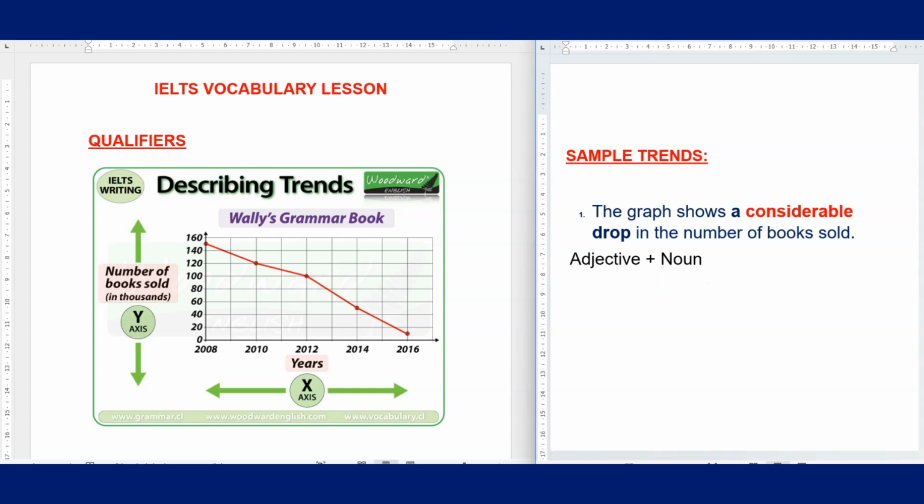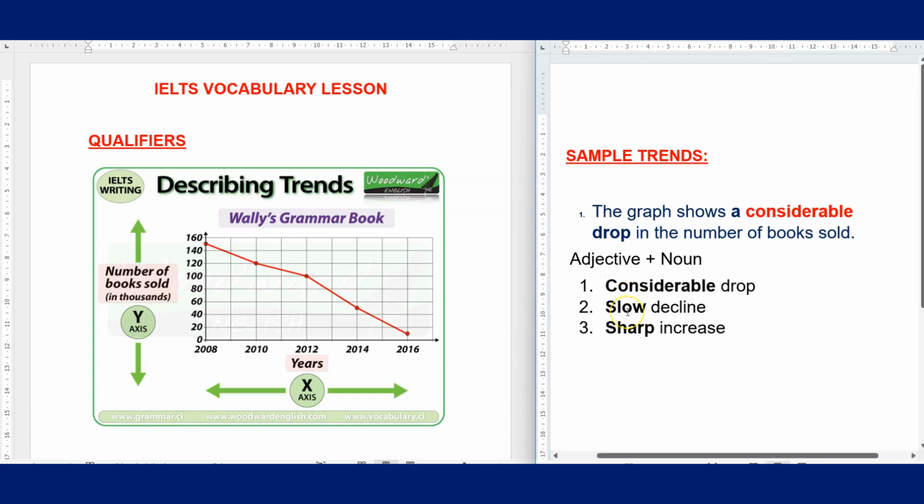Let's look at the first one. Considerable drop, slow decline, sharp increase. So the words considerable, slow, and sharp all describe the trend. Drop is a trend, decline is a trend, increase is a trend. Now the words considerable, slow, and sharp describe the quality or how far it rose or declined.